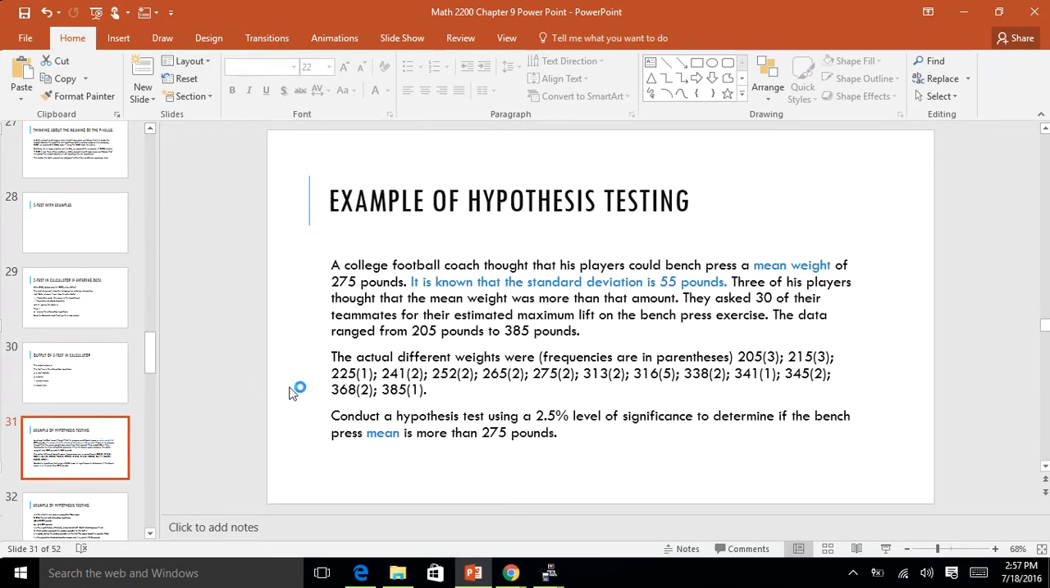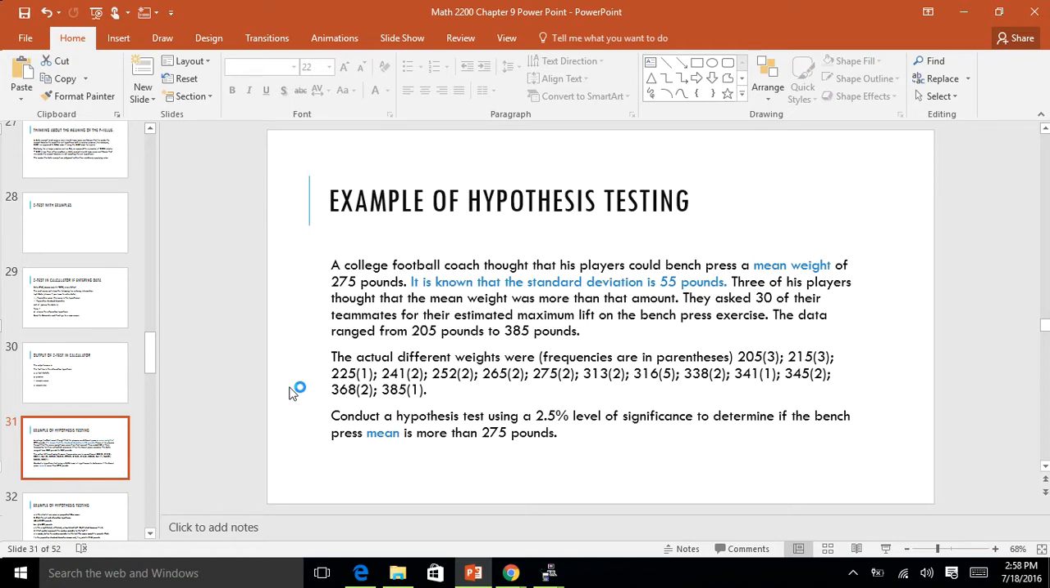So a college football coach thought that his players could bench press a mean weight of 275 pounds. It is known that the standard deviation is 55 pounds. 3 of his players thought that the mean weight was more than that amount. They asked 30 of their teammates for the estimated maximum lift on a bench press exercise. The data ranged from 205 pounds to 385 pounds. The actual weights are below.